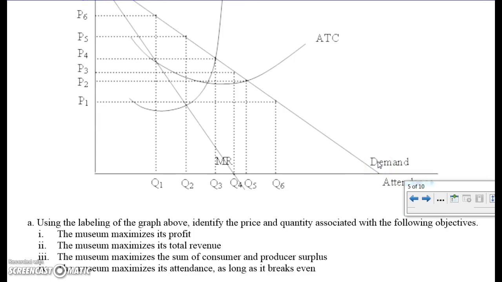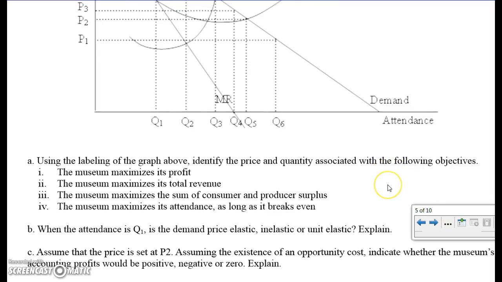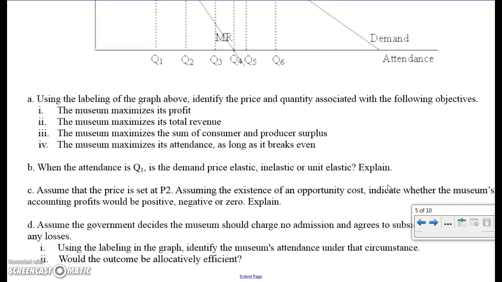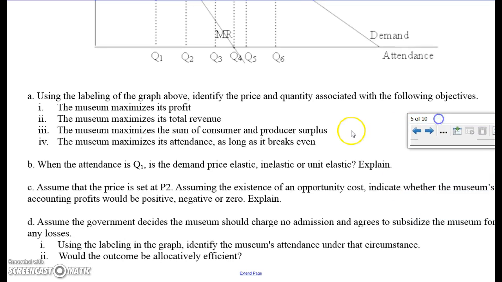All right, here's another one. And again, if you've printed out the notes, it would be a good idea to look at these questions and pause, and then I'll come back and answer them.